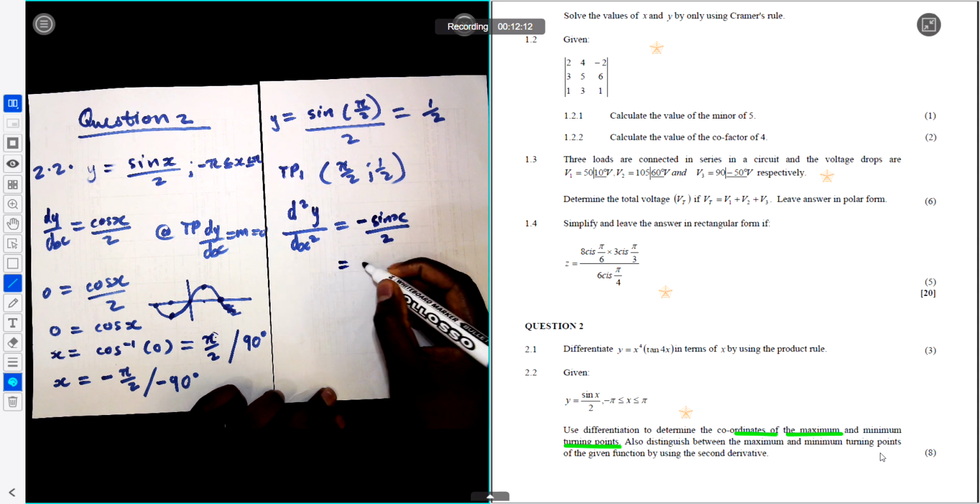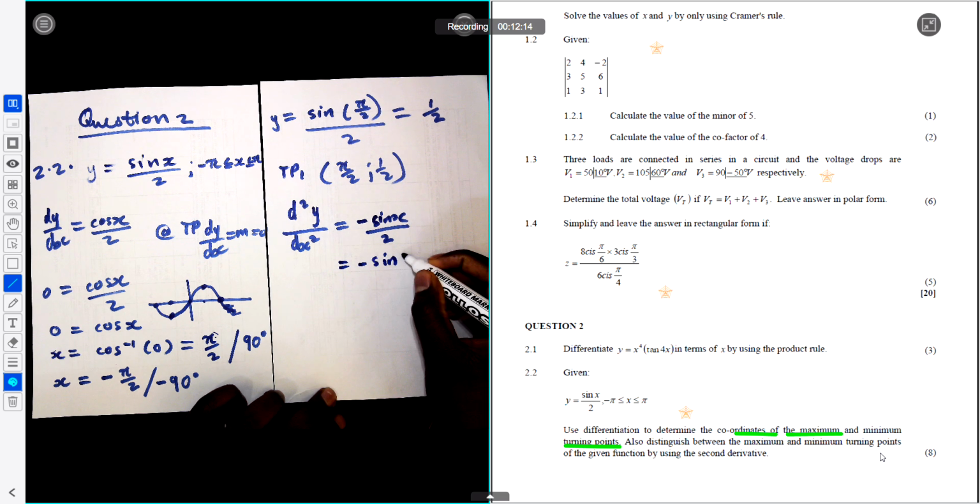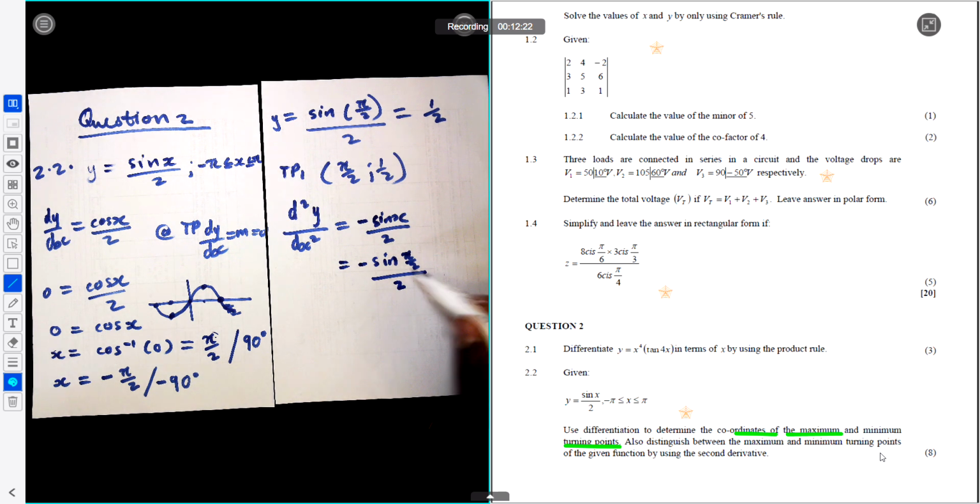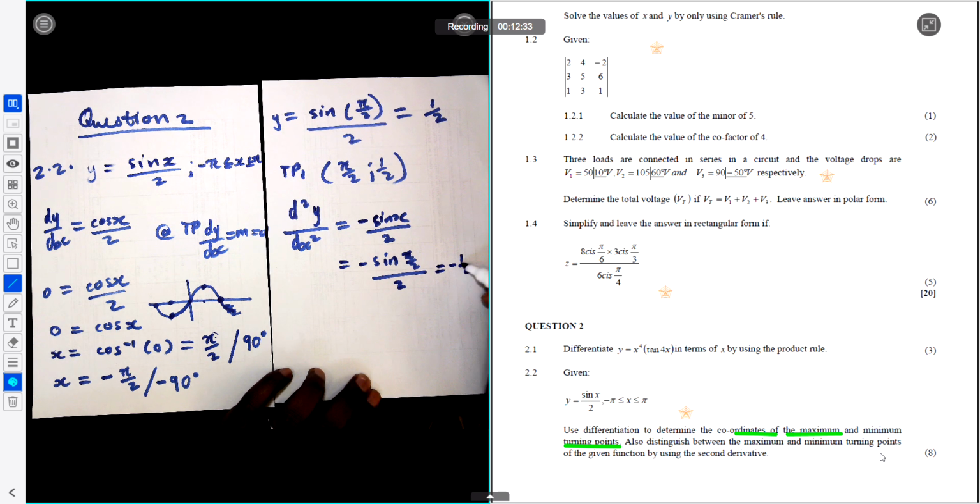So substituting into the second derivative the x ordinate of the turning point, and see what we're getting. Divided by 2. So we punch in the calculator sine 90. That sine 90 is 1, multiplied by negative, is negative 1 over 2. So we get negative half. If we get a negative value, I'm going to put a sad face there, which means the graph is going to bend downwards, or the shape will be having a maximum turning.